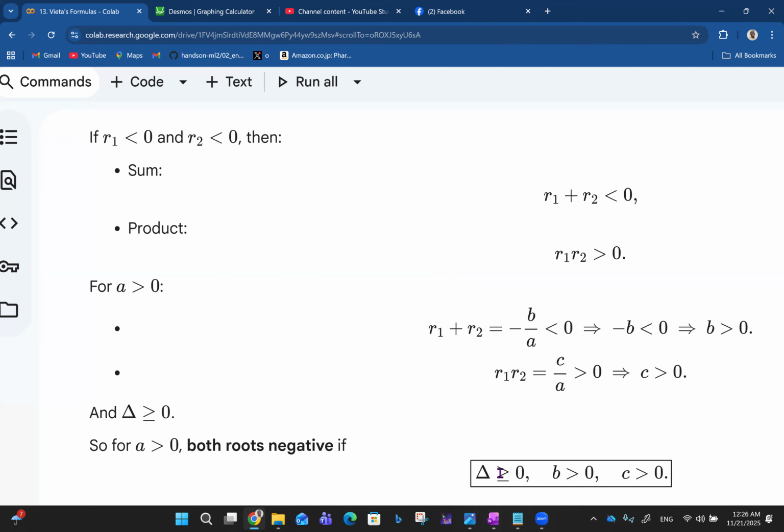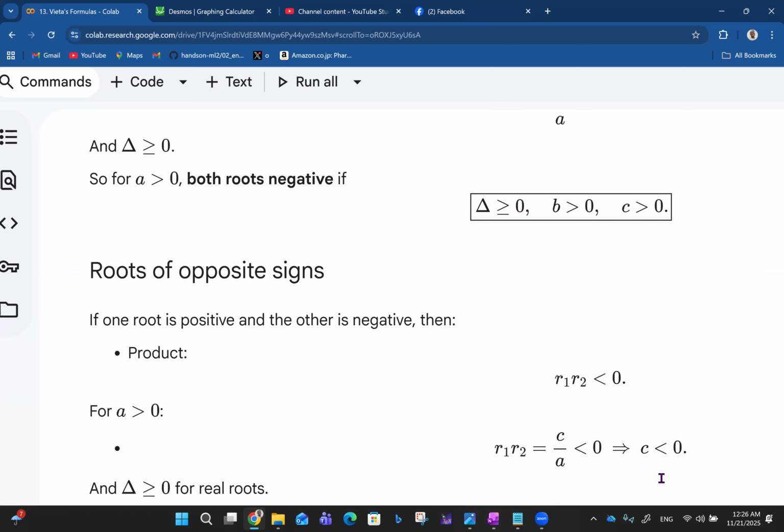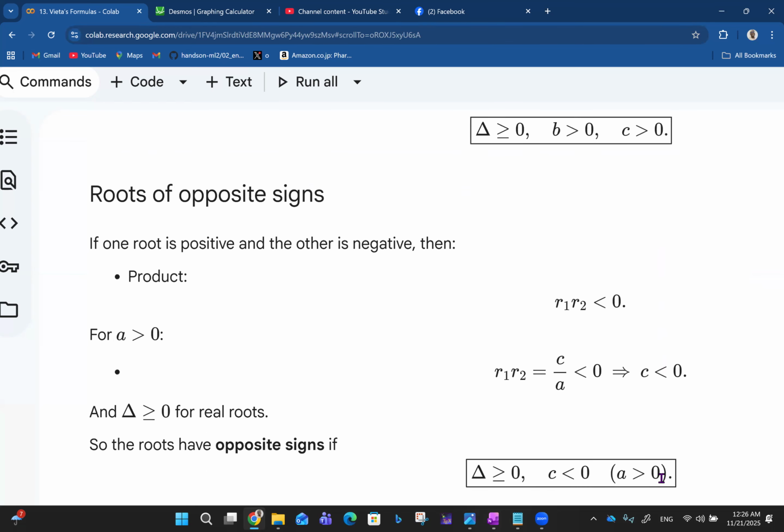If the discriminant is greater than or equal to 0, and B is greater than 0 as well as C is greater than 0. Okay? So what about the roots of opposite signs? If one root is positive and the other is negative, then the product R1, R2 is less than 0, because the signs are different. So for A greater than 0, R1 R2 is equal to C over A, which is less than 0. And that implies that C is less than 0.